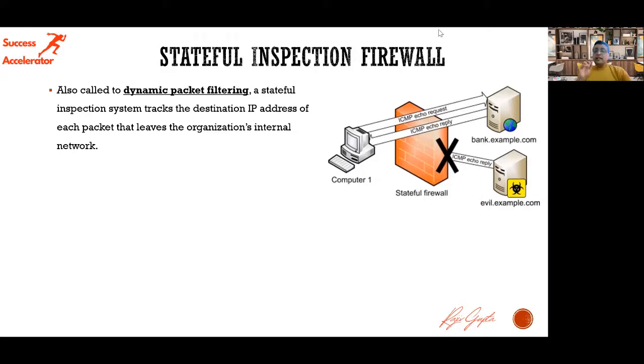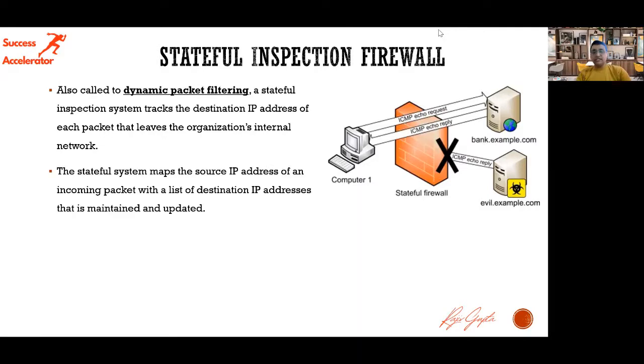So what it does, a stateful inspection firewall, it tracks the destination IP address of every packet which is leaving the organization's network. So it keeps a log of what all packets are going from within the organization network to outside and to which IP address. So that is step number 1, which it does.